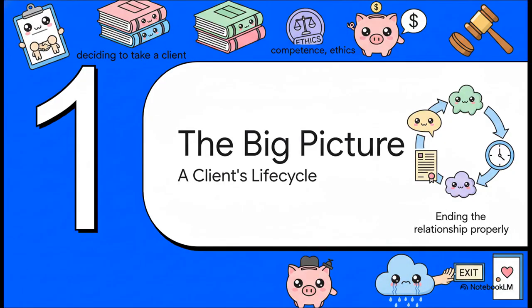So why all the focus on this chapter? Simple. Managing a client relationship properly is one of your most fundamental professional duties. The exam is packed with questions on this because it's the perfect way to test your competence, your ethics, and your practice management skills all at once. Every single stage is fair game, and you need to know the rules for each one.